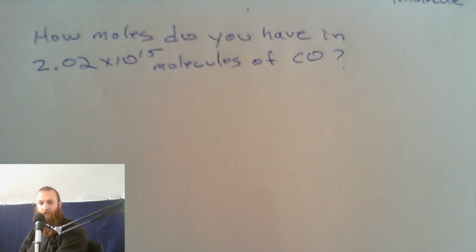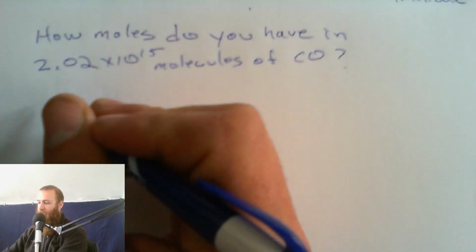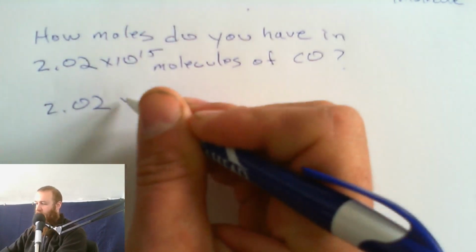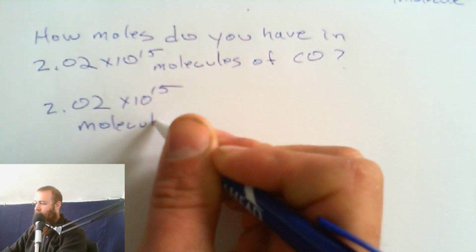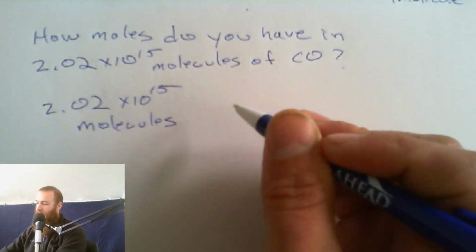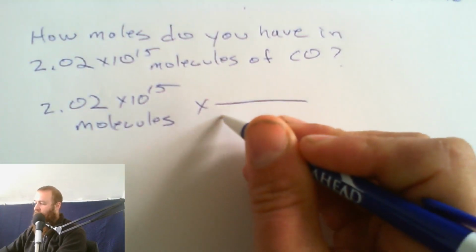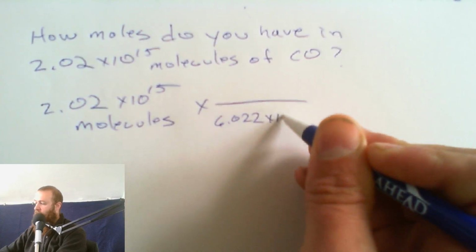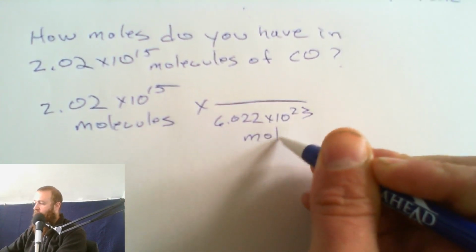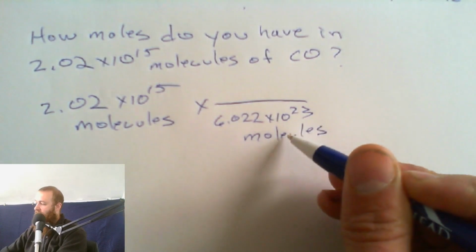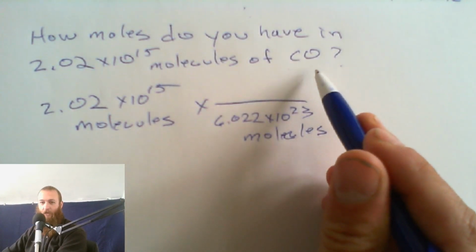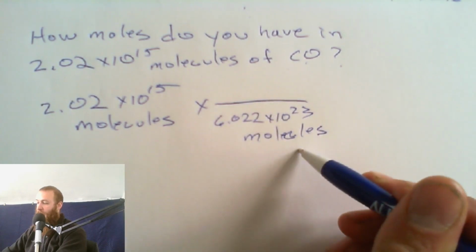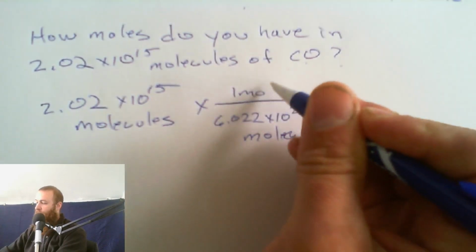Now we're going the opposite direction. We're going to have a starting number in molecules. So 2.02 times 10 to the 15th molecules. Okay. Multiply that. Let's get rid of molecules. 6.022 times 10 to the 23rd molecules. All right. Avogadro's number. The rep particle for CO. This is a molecular compound, so the smallest unit is a molecule. That'll get me to 1 mole.